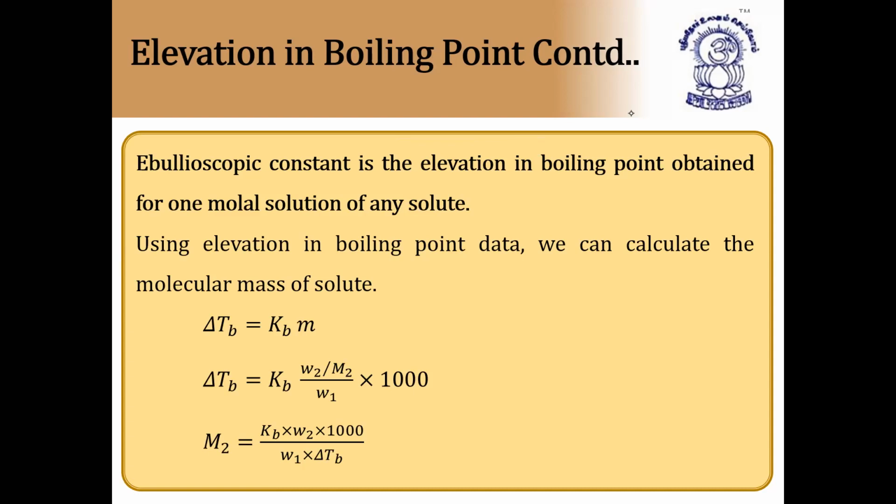So they can ask us to find either the elevation in boiling point or the molar mass of solute in these numericals. I hope it is clear now. So the final formula is delta TB is equal to Kb into m, where m is called the molality of the solution. Next.